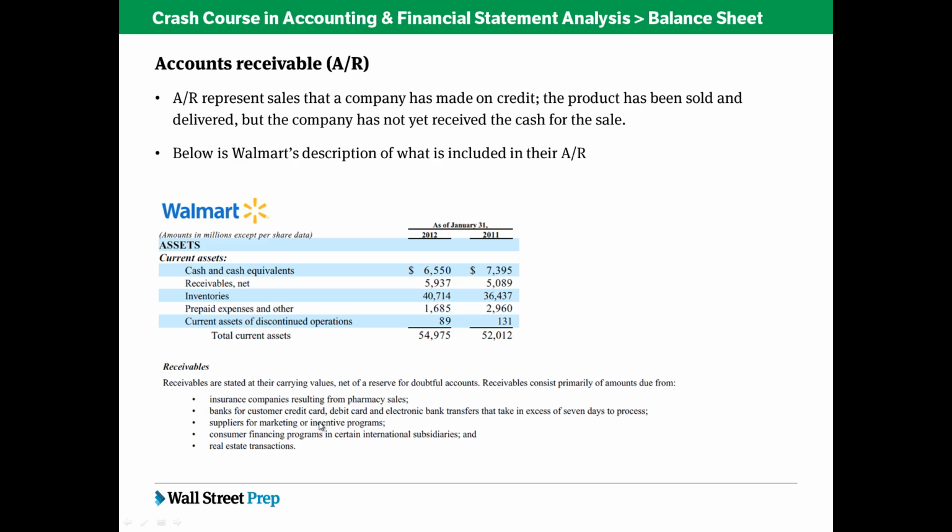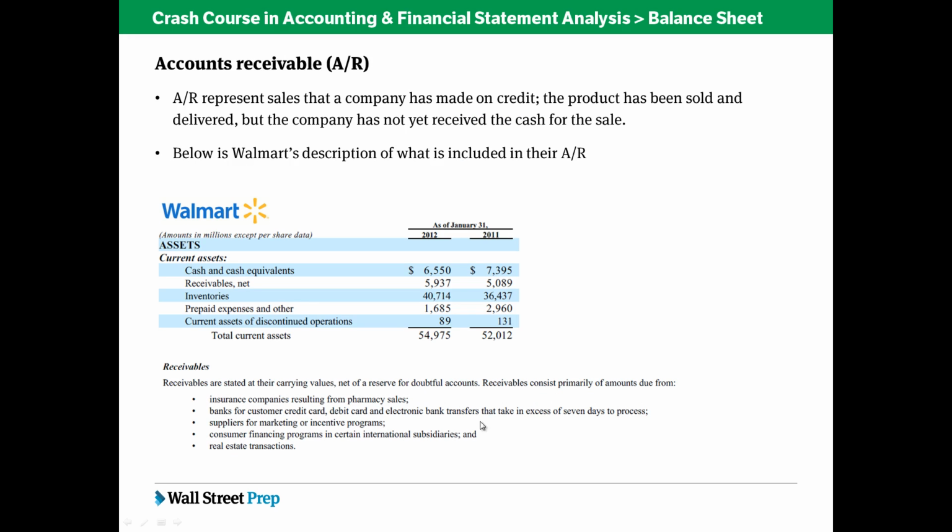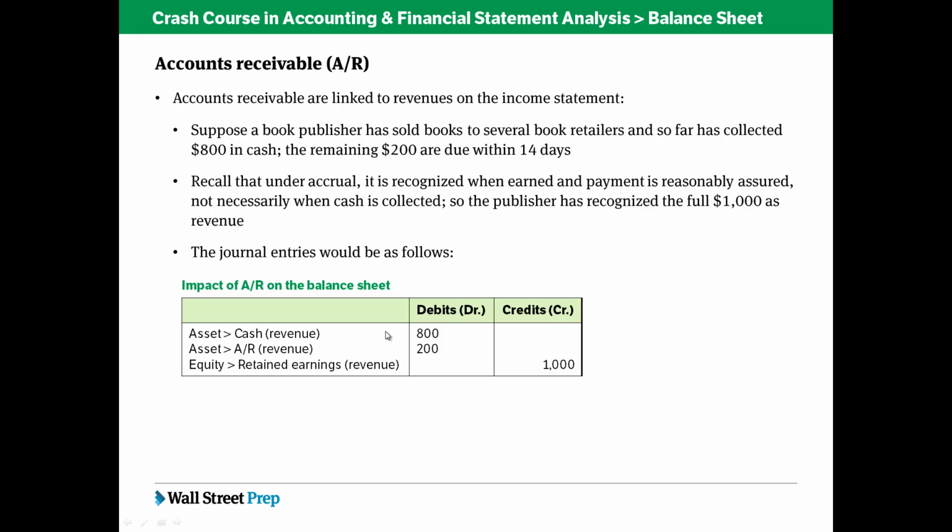Now, banks for customer credit cards, debit cards, and electronic bank transfers that take in excess of 7 days to process are going to transition away from cash and equivalents and into receivables, because they've taken more than the several day threshold that the company has identified for what counts as cash and equivalents. In fact, if we go back to the prior slide, any credit card debt and transfers in process for less than 7 days are cash and equivalents, but if it's more than 7 days, it becomes a receivable. Suppliers that owe them money for marketing or incentive programs, consumer financing programs, etc., all end up making up the receivables line item for Walmart.